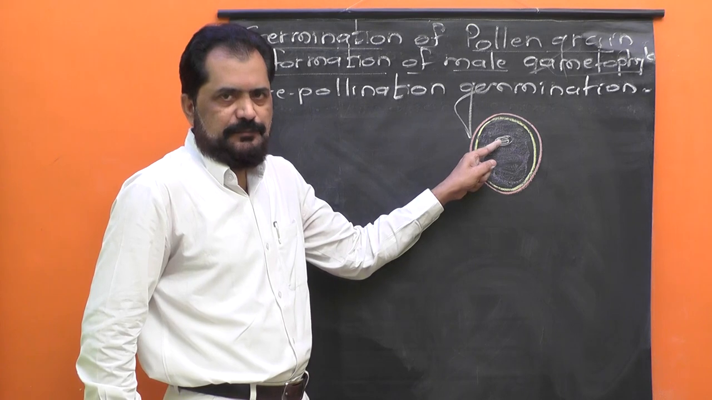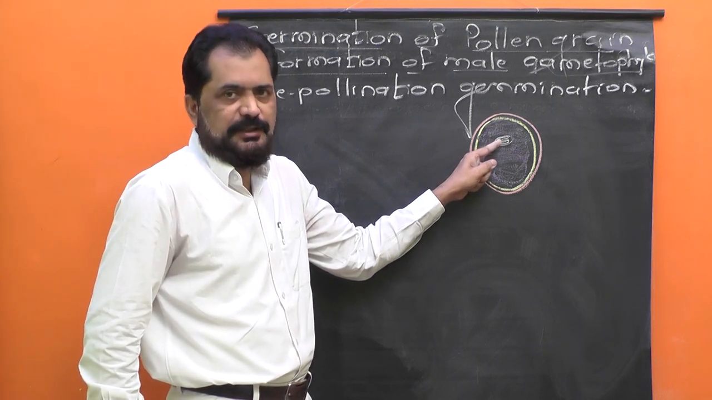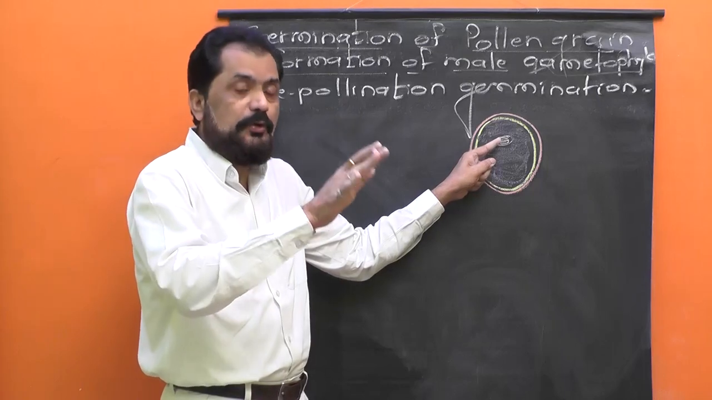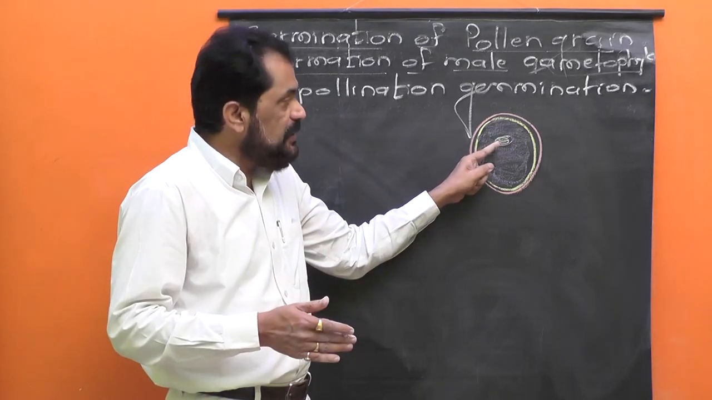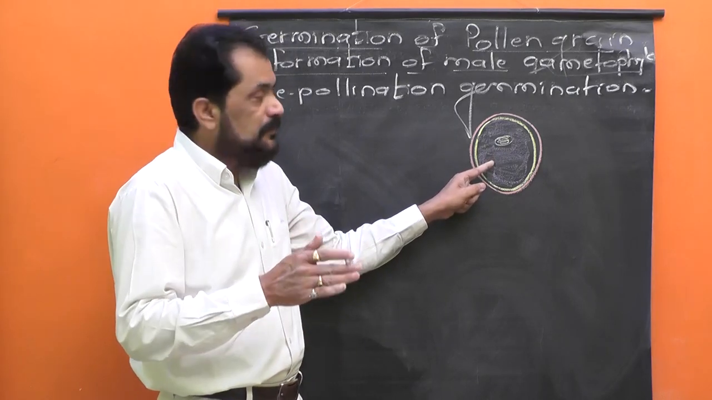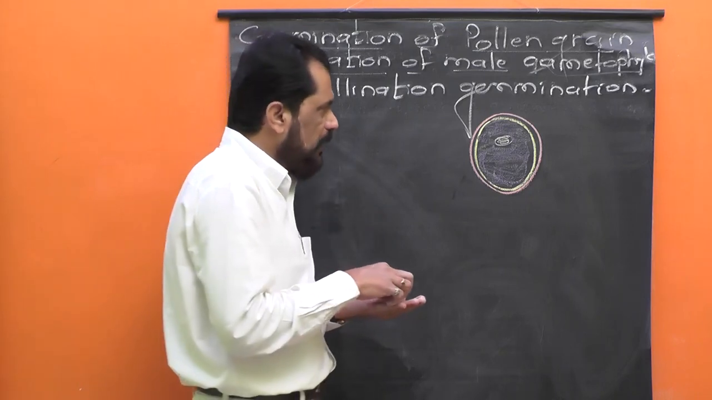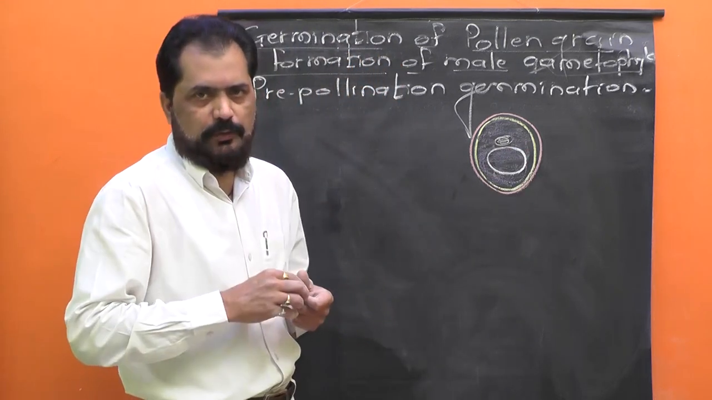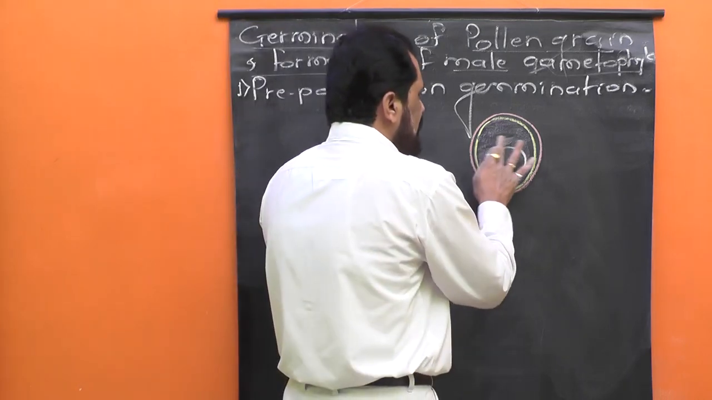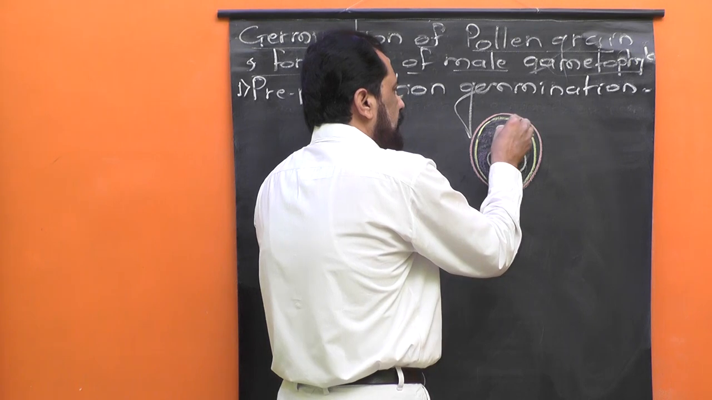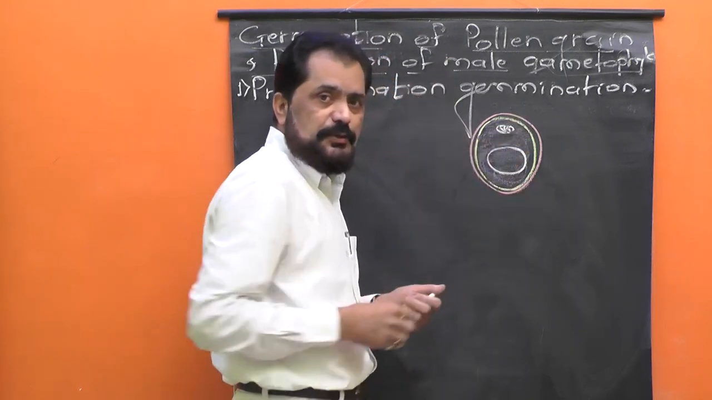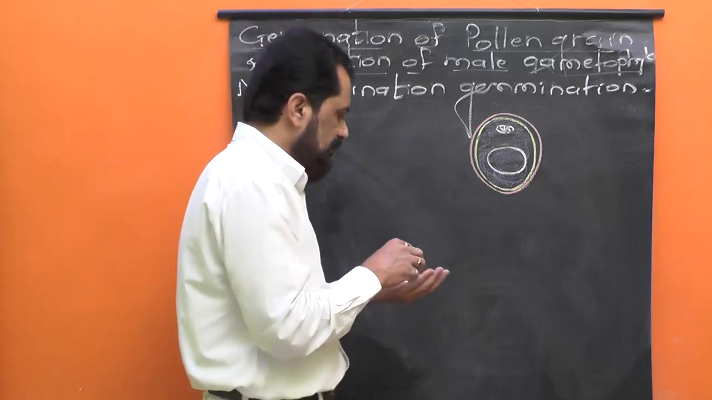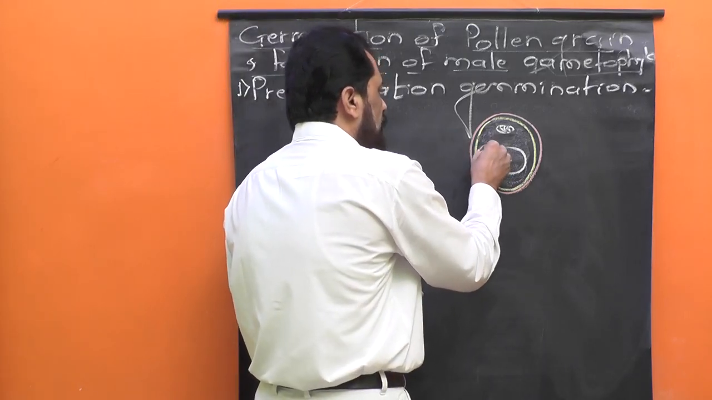It means there occurs only the karyokinesis, that is division of nucleus. Before karyokinesis, you must know this nucleus is somewhat centrally placed in the pollen grain, but just before karyokinesis, in the cytoplasm of pollen grain, a large vacuole develops, and this vacuole displaces the nucleus towards the periphery. Now the nucleus divides mitotically. Ultimately, there is formation of two haploid nuclei.